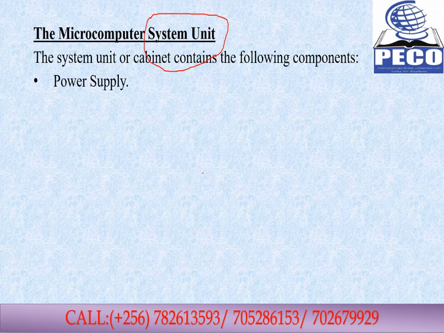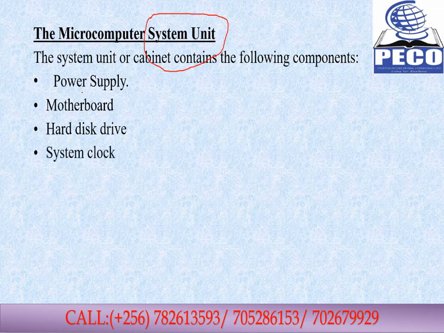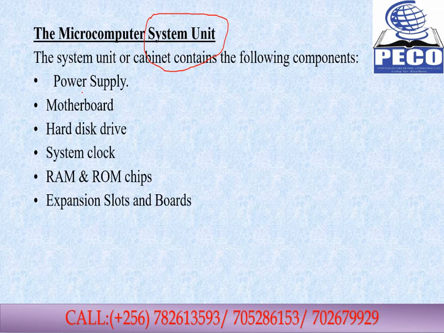We have the power supply, which is found within the system unit. We have the motherboard. We have the hard disk drive. We have the system clock, RAM and ROM chips, expansion slots, and boards.